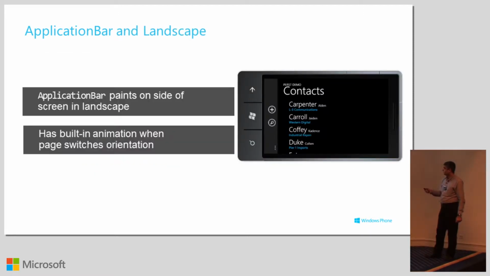Now if you move the phone into a landscape position, if you see here, the extra space that you get on the phone is used by the app bar. So the app bar, instead of going at the bottom, moves to the side.